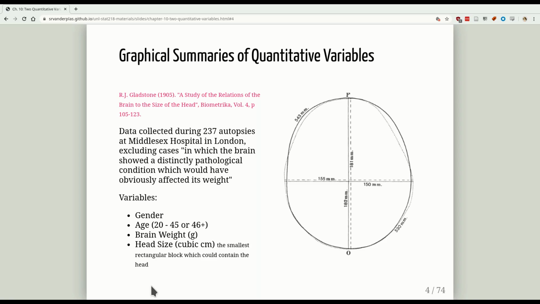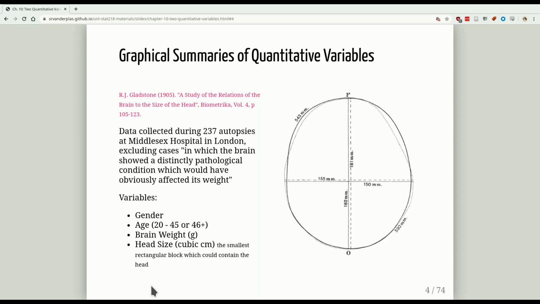One of these studies looked at people brought into the Middlesex Hospital morgue in, I think, London, for autopsy, and examined the relationship between the head size, so the box with the smallest volume that you could fit a head in, and the weight of the brain in grams. They say they examined everyone who was brought in who didn't have some obvious brain pathology. So basically, if the brain didn't have like a massive tumor growing out of it, they were good to go.